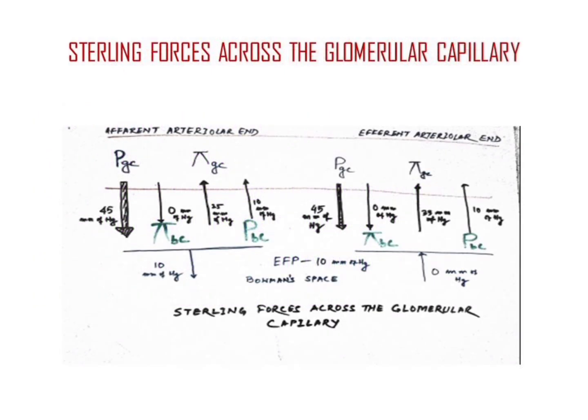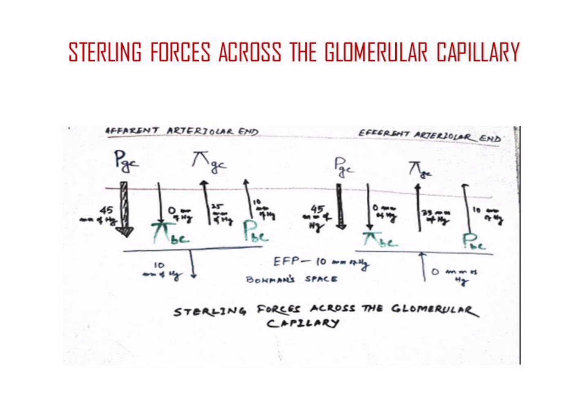Look at the picture. You will get an idea of how Starling forces act across the glomerular capillaries at the afferent end and efferent end. Look at the picture, where in the afferent arteriole, the hydrostatic pressure of the glomerular capillary is 45 mm of mercury, and the oncotic pressure of the Bowman's capsule is 0.